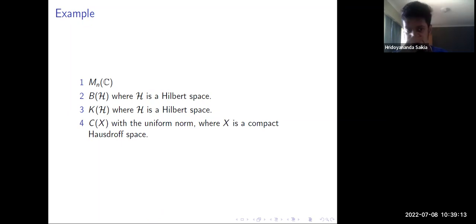The next, most interesting example is the commutative C-star algebras. This is C(X) with the uniform norm, where X is a compact Hausdorff space. Here the multiplication is defined by pointwise multiplication, and the adjoint is defined pointwise. That means f star of x is nothing but f of x bar.